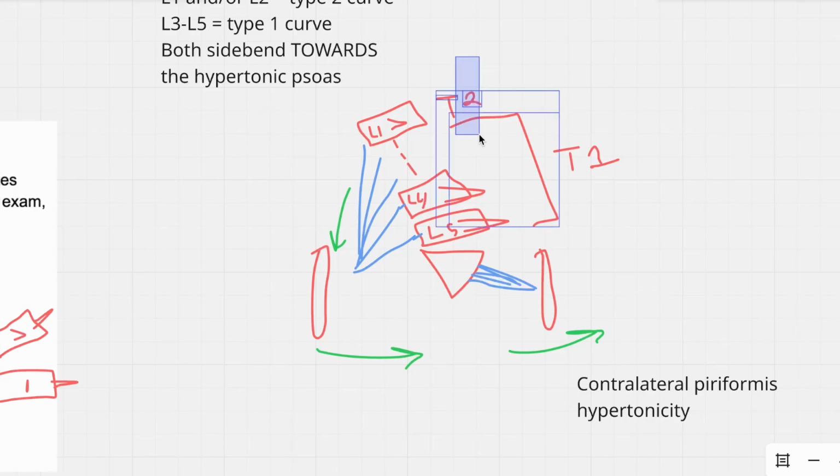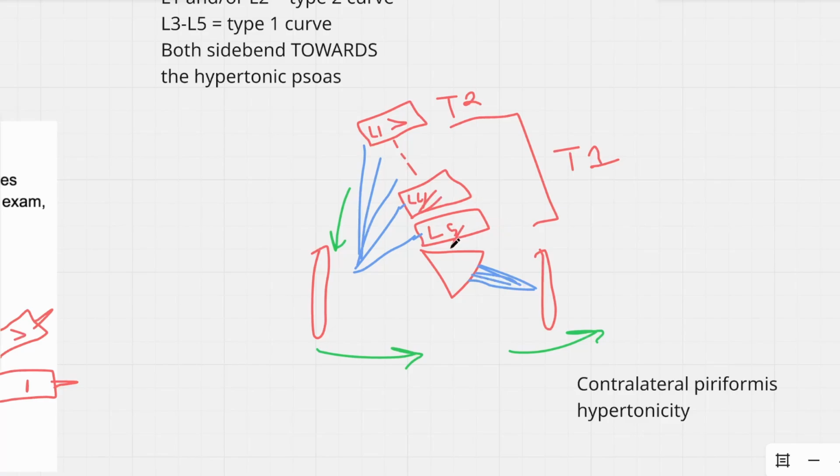Classically, the way they give this to you is with L3 through 5 being a type 1 curve. It's going to be side bent towards the hypertonic psoas because the psoas is inserting on all these transverse processes and pulling them into this side bending pattern towards the dysfunction. So L3 through 5, classically type 1 curve, side bent left, rotated right in this case, with either L1 and or L2 being a type 2 curve. I said and or, so it's possible to see both as type 2. I usually just see one or the other though.